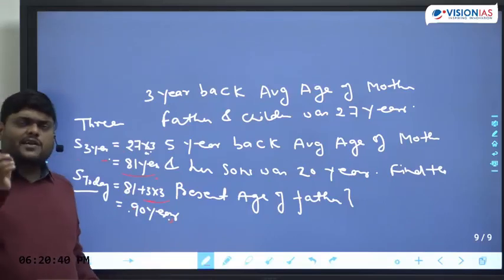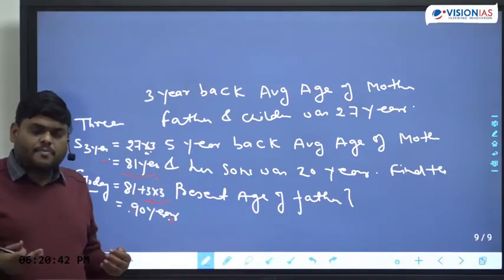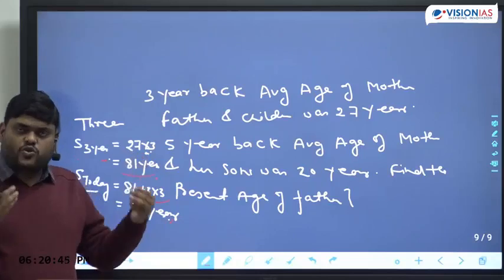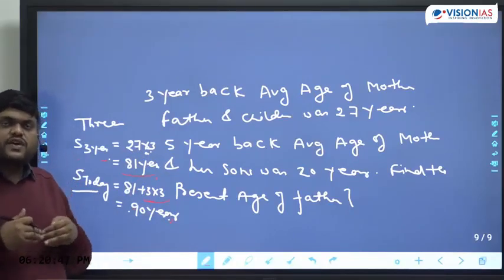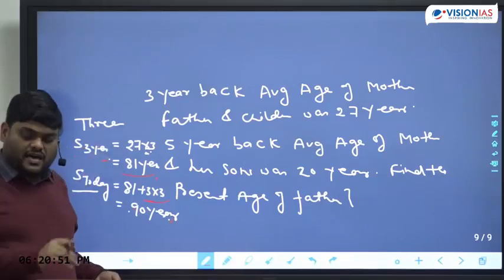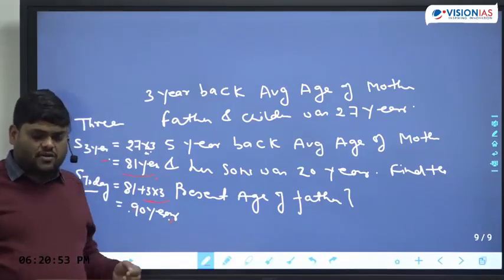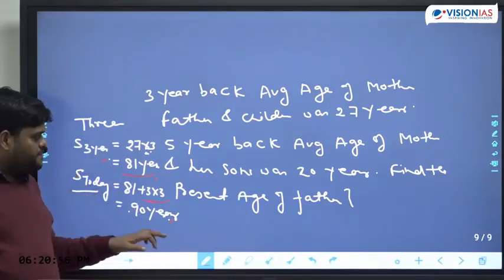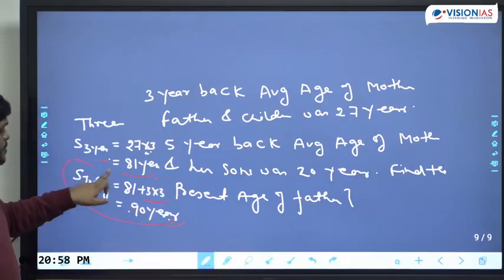3 years back, 3 persons had an average of 27. So today the average age becomes 30, or not? Why? Because every person's age will increase by 3 years. So this is the total sum today.